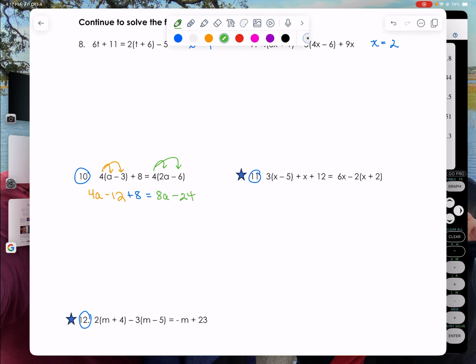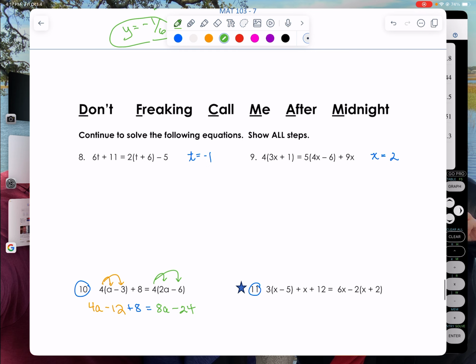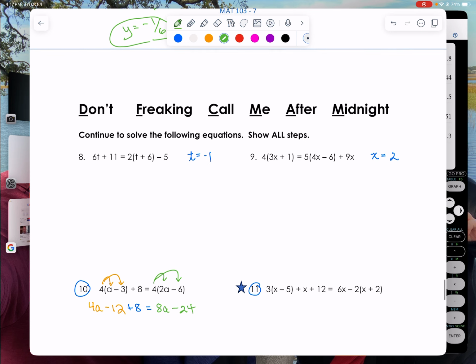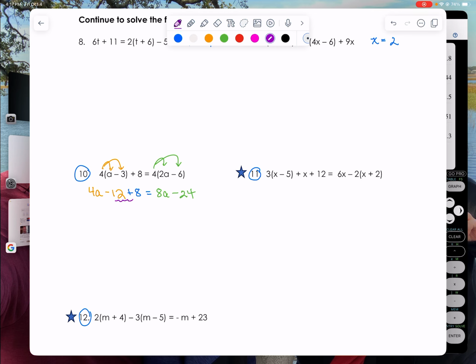Now, before I start moving anything, I need to get it as simplified as I can. So that is the, well, it says freaking. Freaking was fractions, which we don't have. So don't freaking call me. So now we're going to combine like terms. So the only thing I can combine really is this on the left. Minus 12 plus 8. That's what? Minus 4. So on the left-hand side, I'm going to have 4a minus 4. And that's going to be equal to 8a minus 24.